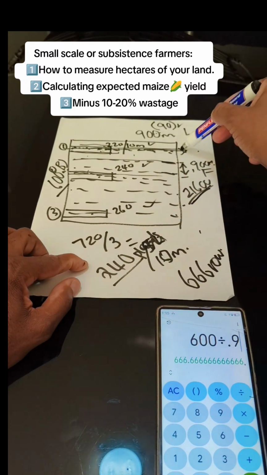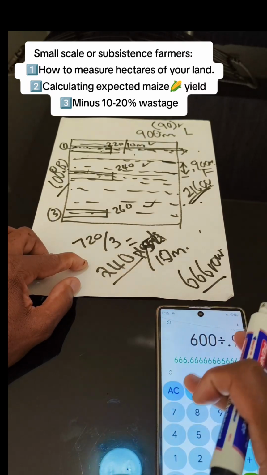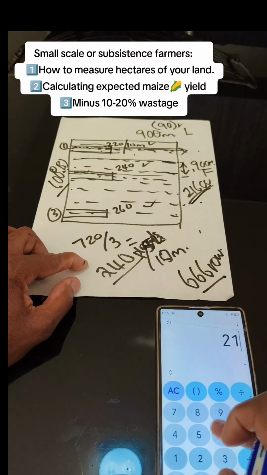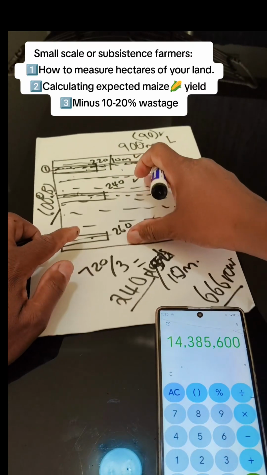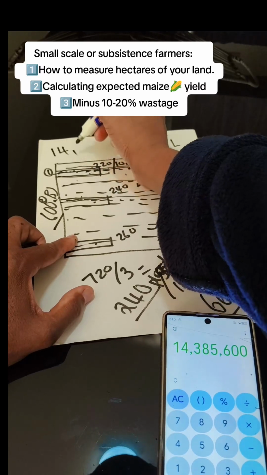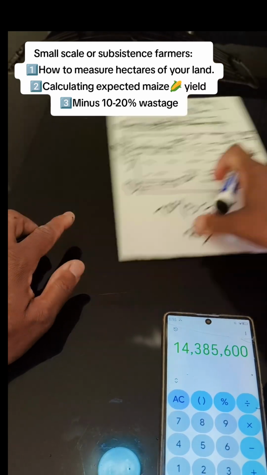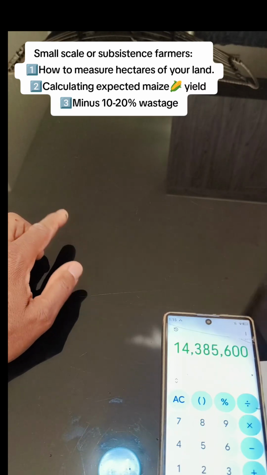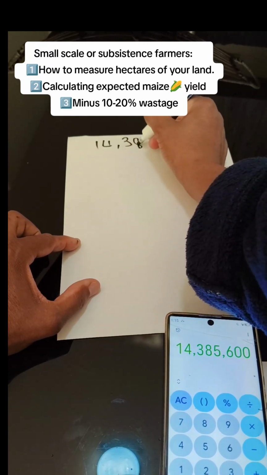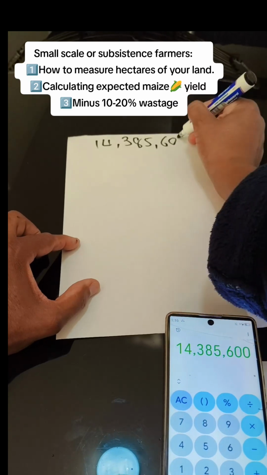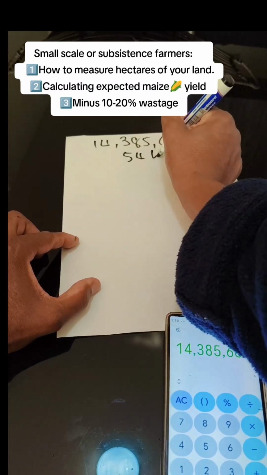So you have 21,600 plants in a row, multiplied by 666 rows. There it goes, 21,600 multiplied by 666 rows. Then you've got a total of 14,385,600 plants. So now we move to the next part. You know that your total plants are 14,385,600 on that 54 hectares we were talking about.